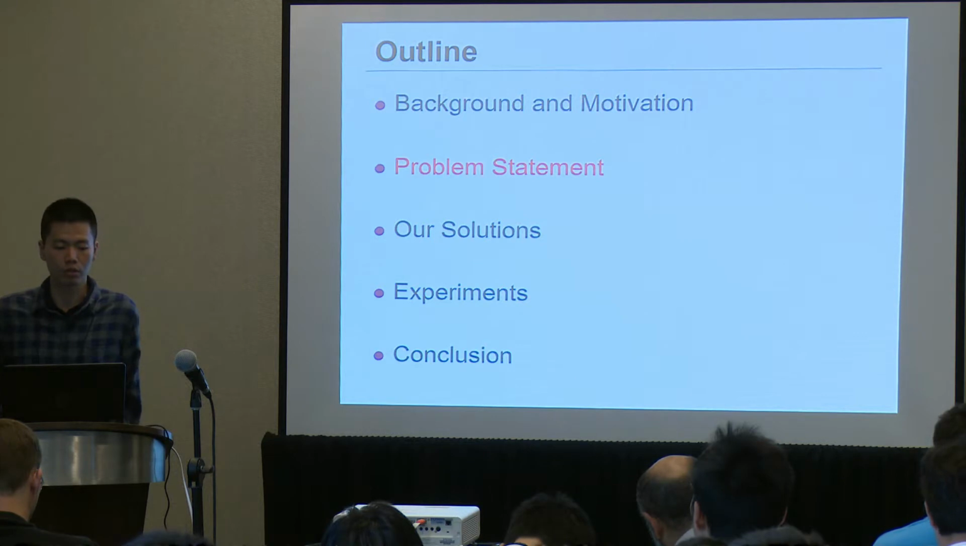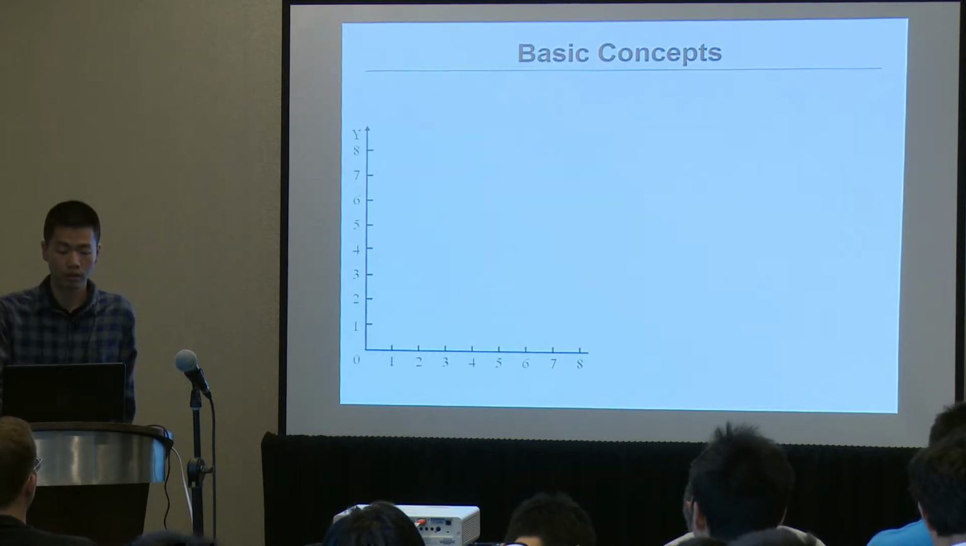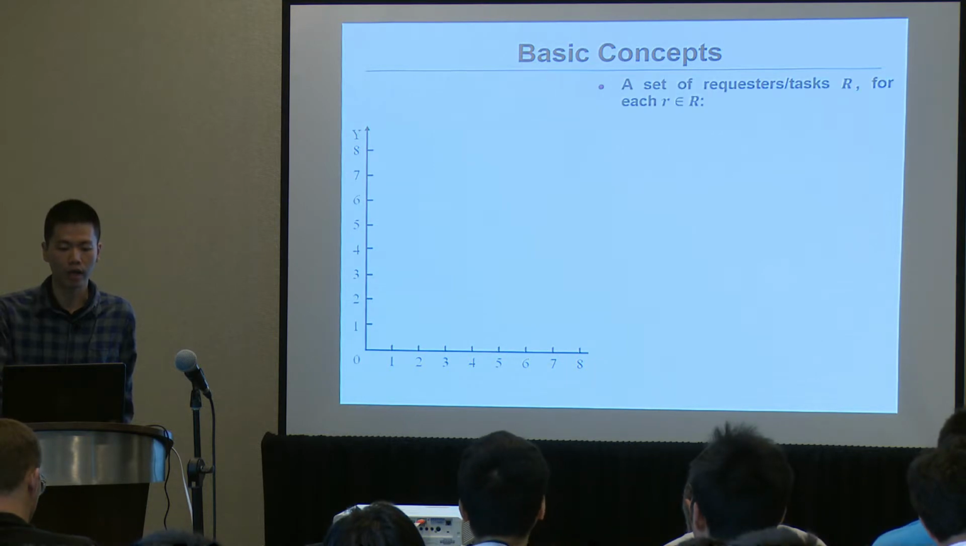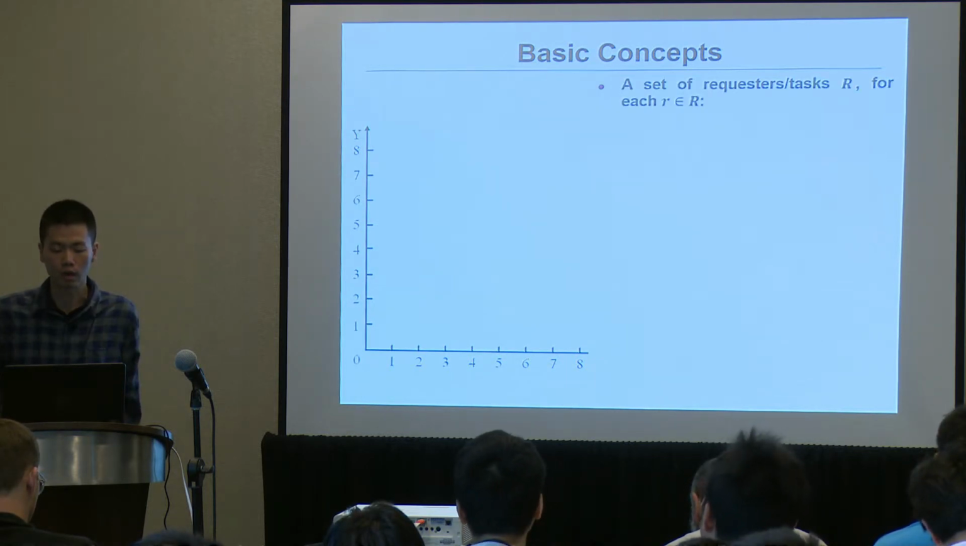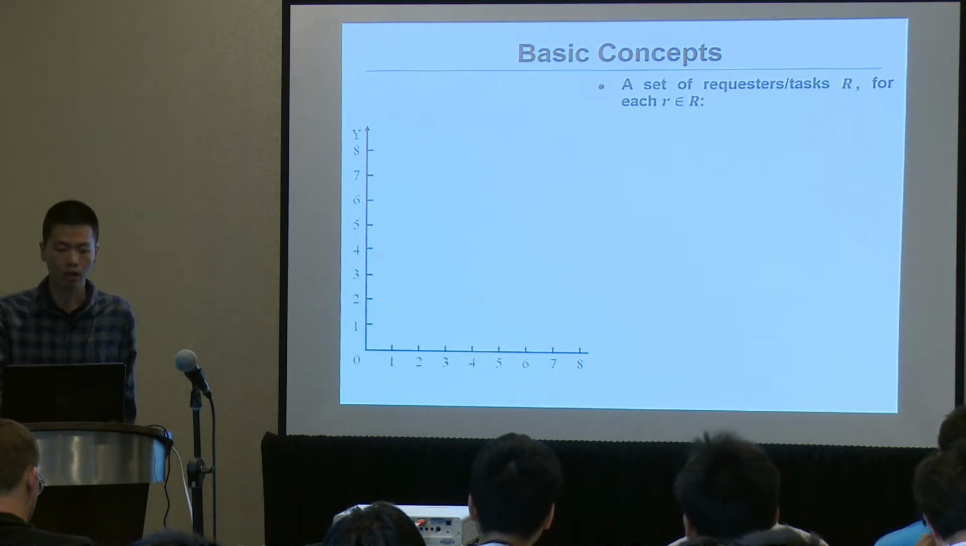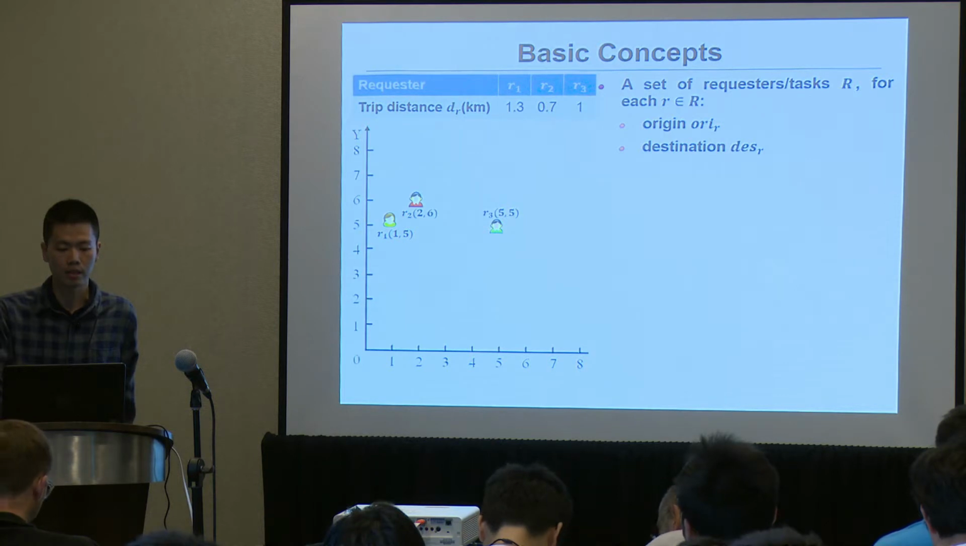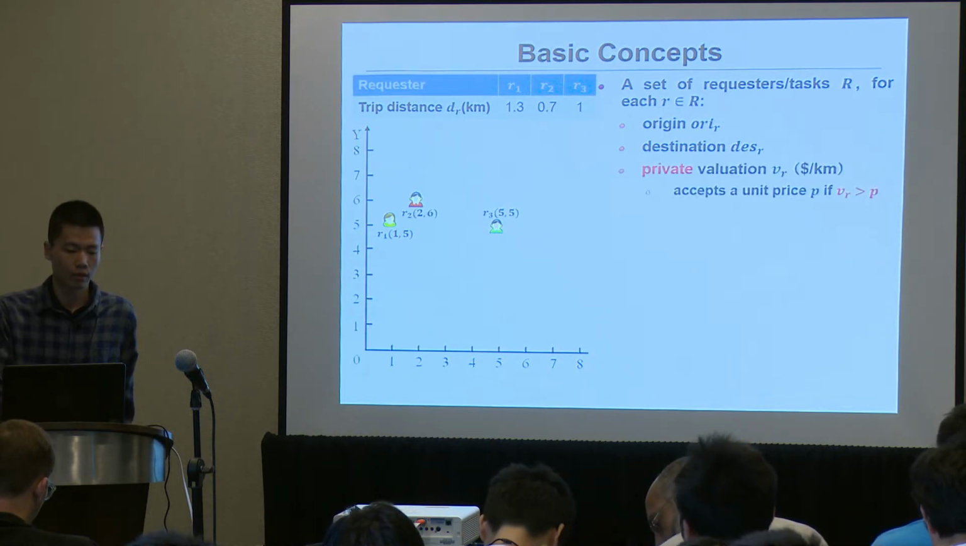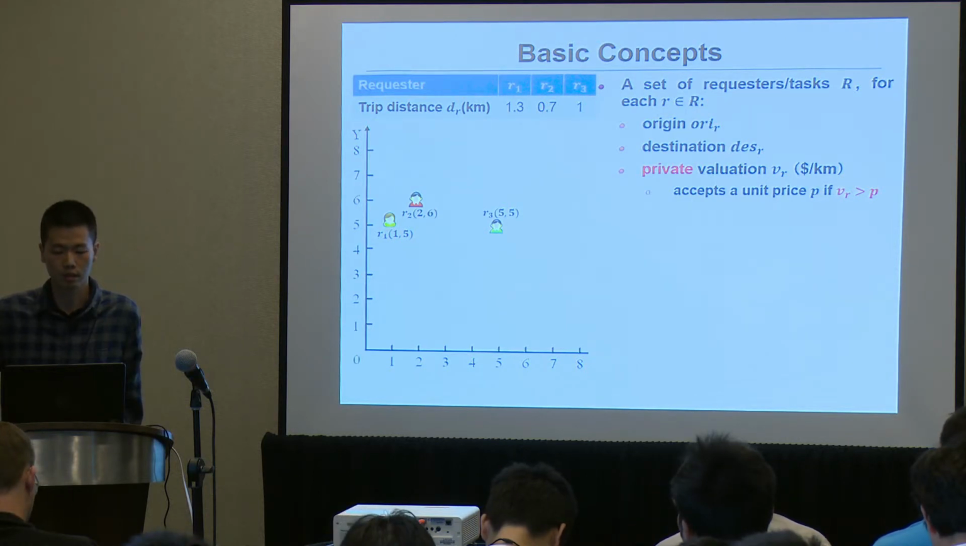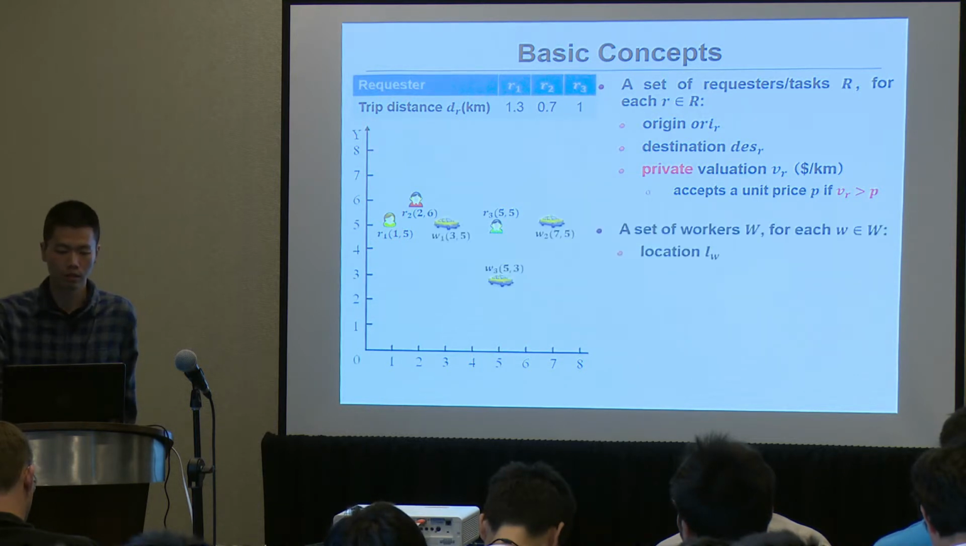Next, we introduce some basic concepts and formally define the problem. In each time period, we are given as input a set of requesters or tasks R. For each r in R, it specifies its origin and the destination. The trip distance can be easily calculated. In addition, we assume it also has private valuations about the price per unit distance. The word private means we do not know its value, but it exists.